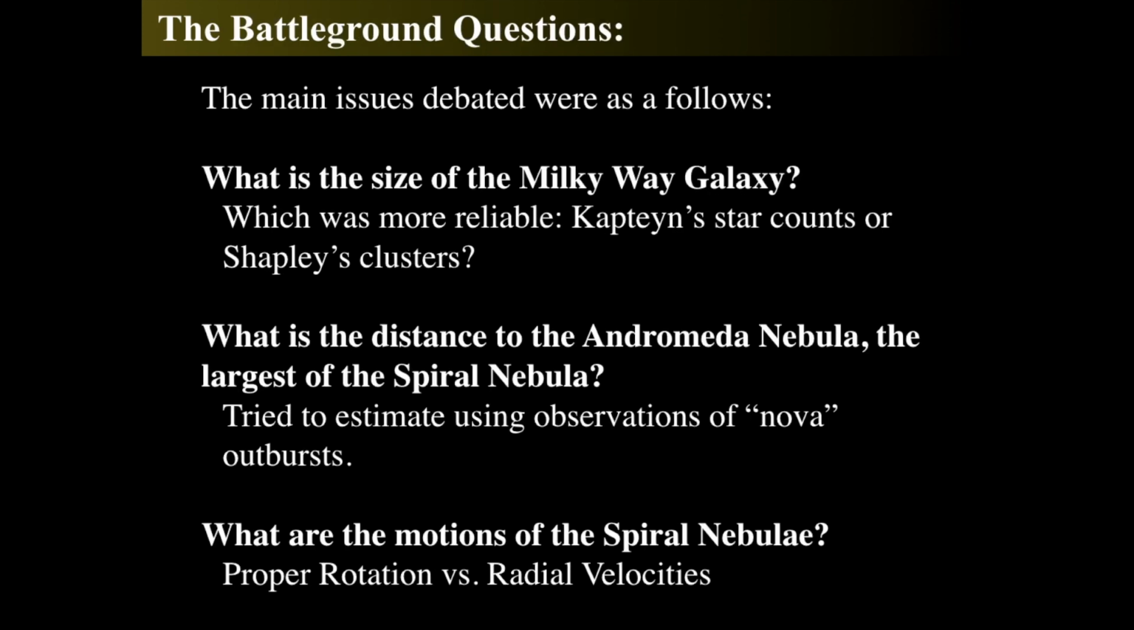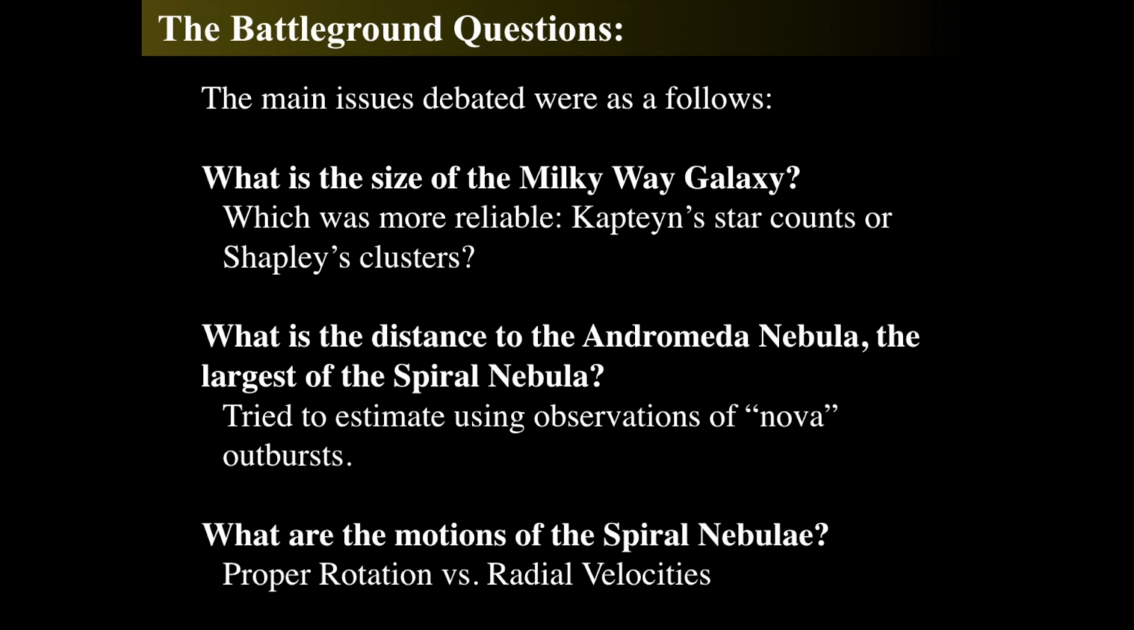So the big battleground questions of their debate were, how big is the galaxy? What was more reliable, the star counts, photographic counts, or Shapley's clusters? And furthermore, what is the distance to the Andromeda Galaxy? And what's funny is there was an actual nova event that happened in the Andromeda Nebula, which was called Messier Object 31, and it was still called the Andromeda Nebula. And it was called the largest spiral nebula at the time.